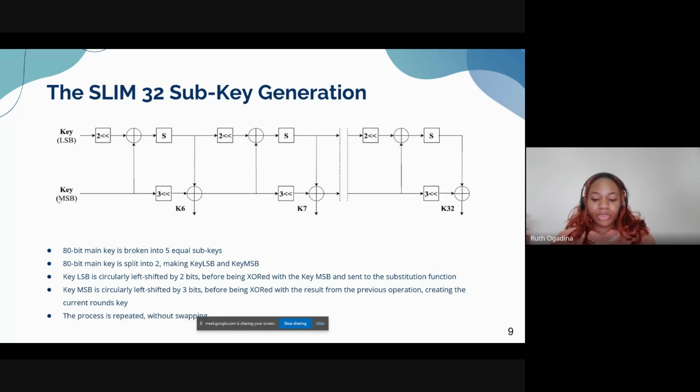Afterwards, the current key for a round, which in this case is key 6 here, is generated by XORing the output of circularly shifting the MSB to the left 3 times. And this process is repeated till the final subkey is gotten, which is the 32nd subkey. The reason why we need 32 subkeys is because the algorithm makes use of 32 rounds in total.